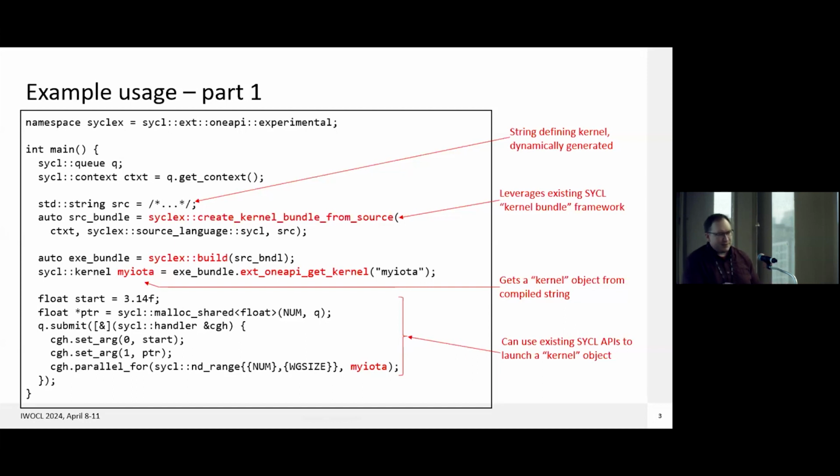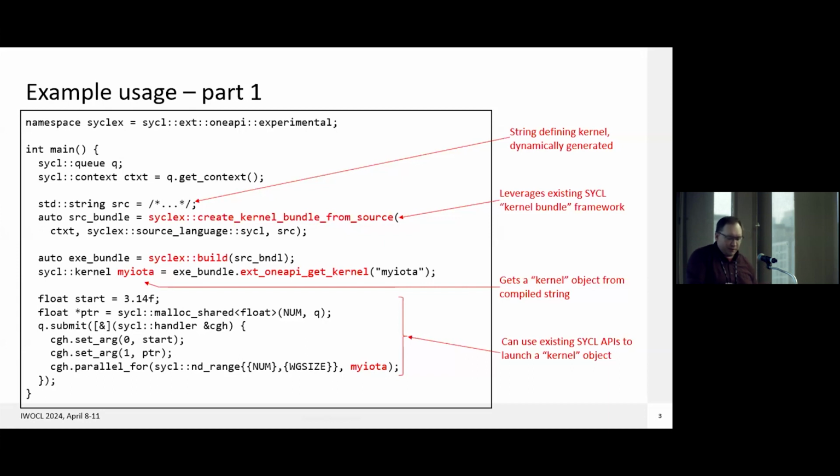This slide demonstrates the idea, and it builds on the notion of kernel bundles that were added to SYCL 2020. What this extension lets you do is create a kernel bundle from source code that is passed as a string, which can define one or more kernels. For example, we have some string source here, and then we have this new function, create_kernel_bundle_from_source, that takes the context that we want to bind this to, a specifier of the source language of our kernel, which I'll say more about later, and then just the source code itself.